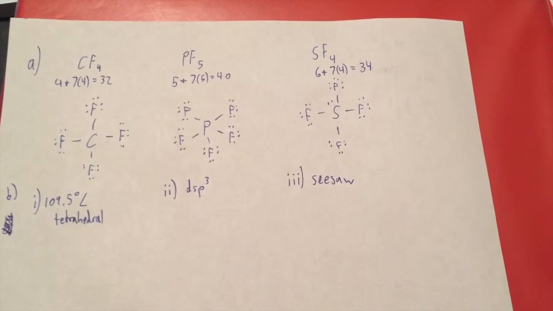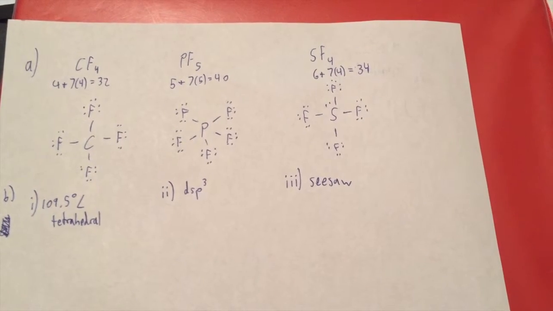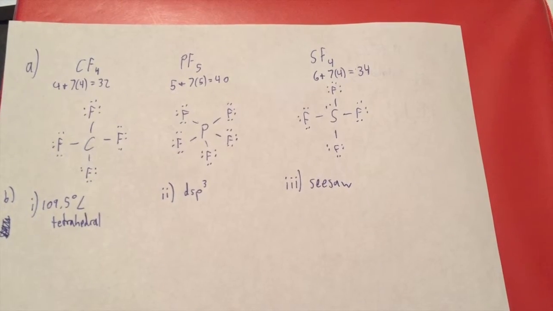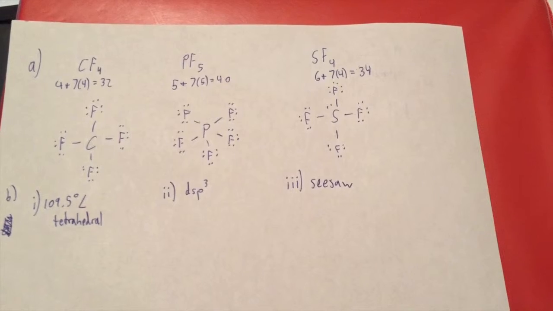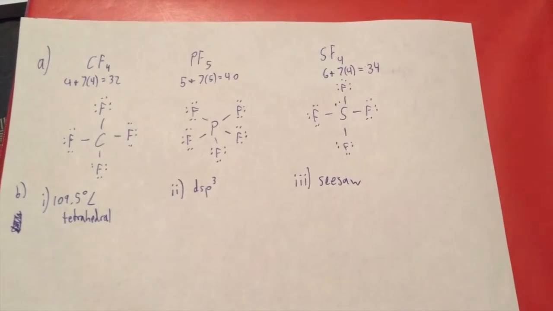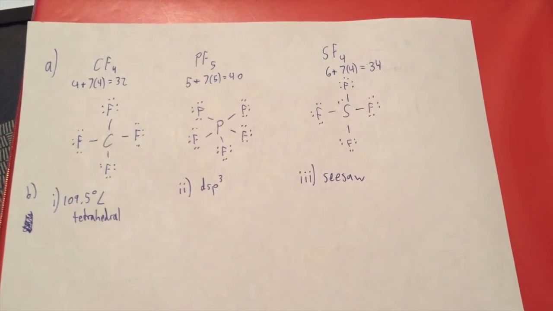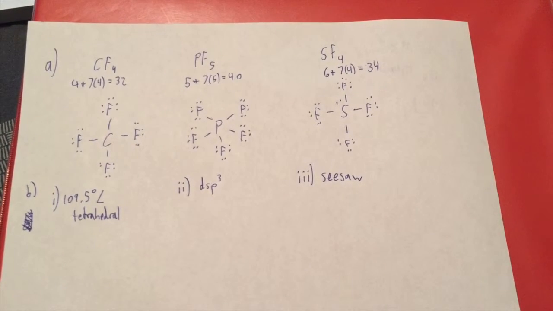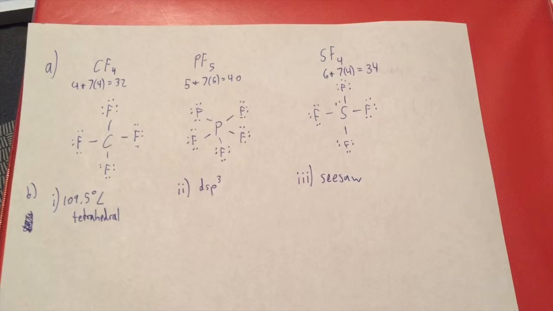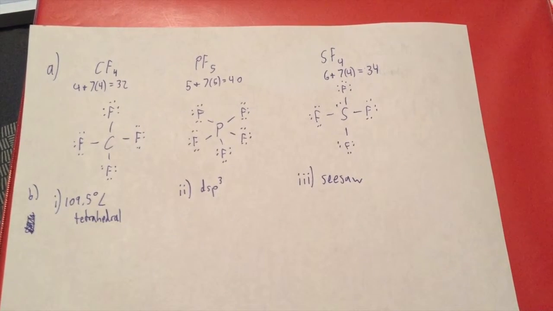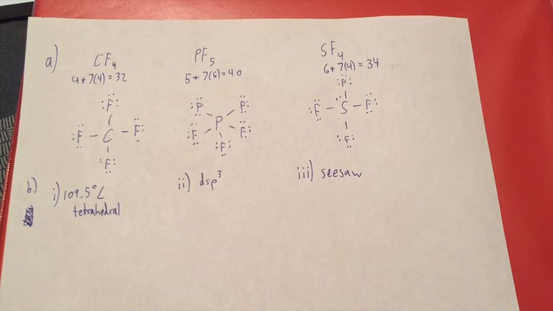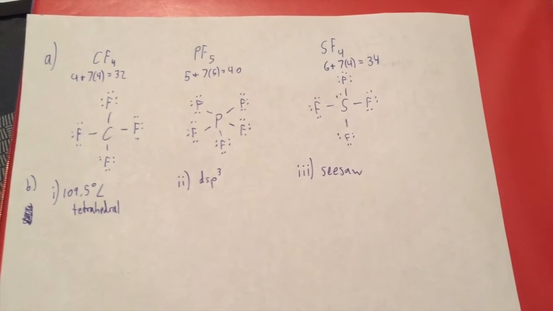And then SF4 has 34 valence electrons, and there's a single bond connecting the sulfur to each of the fluorines. And then there's an extra lone pair around the sulfur. Part B, based on these Lewis structures, we are asked what the bond angle of CF4 is in part 1, and it's 109.5 degrees since it's tetrahedral.